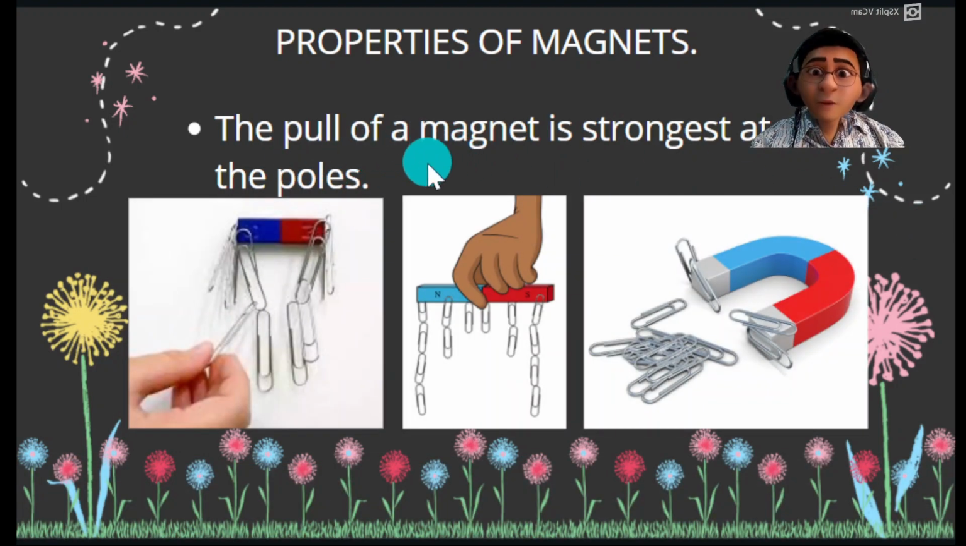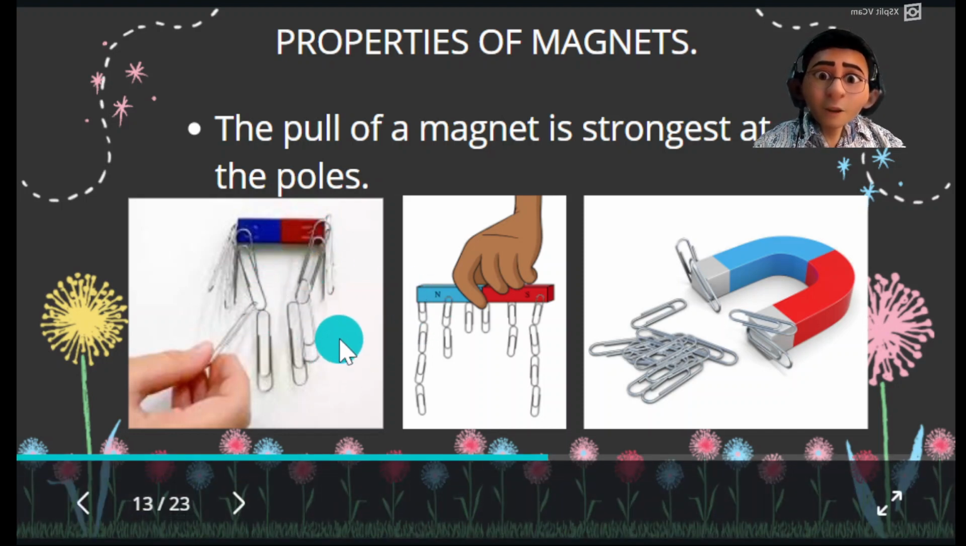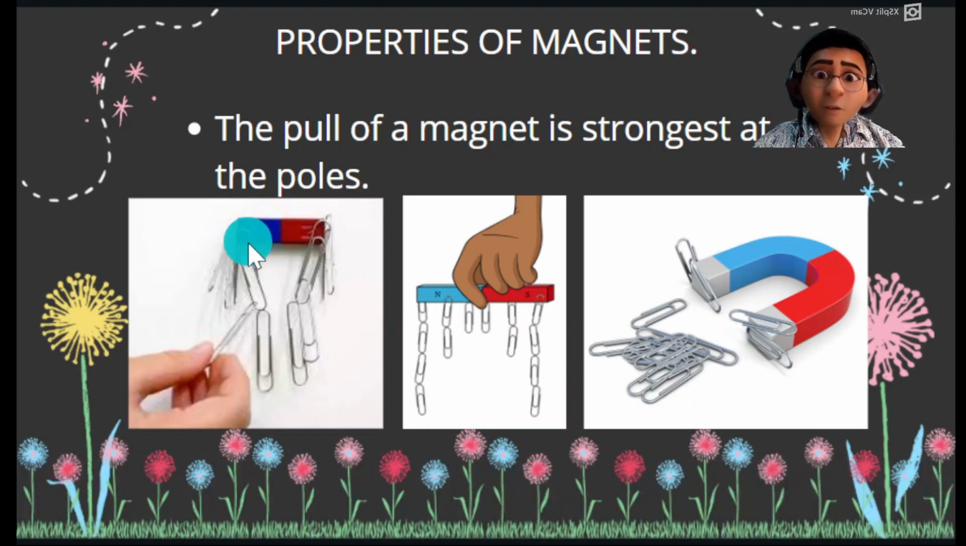The pull of the magnet is strongest at the poles. So here, when you see a magnet, the end is the strongest. It has the strongest magnetic force at the end of the poles here. This end and this end, not in the middle. At the end is the strongest. So you can see by the picture, the paper clips here, here and here, stick on the end of the north and south pole.